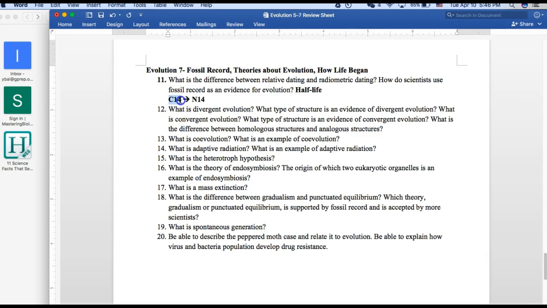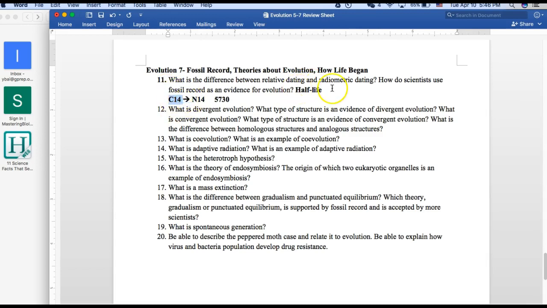When you die, let's say there's 100% of carbon-14. That's the initial amount. After 5,730 years, you don't need to know this number, but after 5,730 years, the carbon-14 level is going to be cut to half. So if you start with 100% of carbon-14, after 5,730 years, there's only going to be 50%. After another 5,730 years, there's only going to be 25% of the carbon-14.